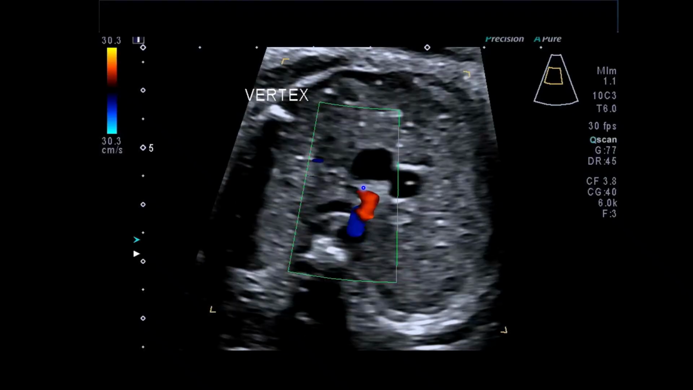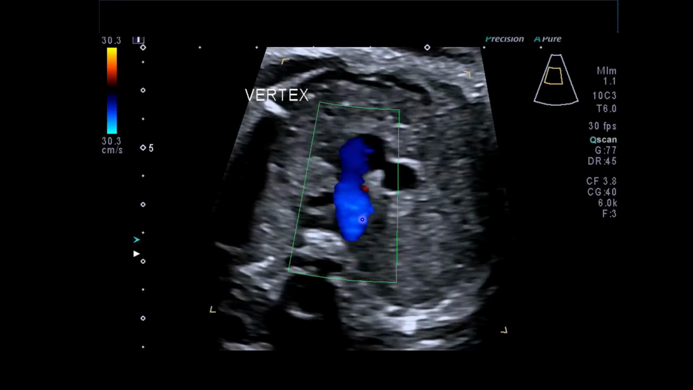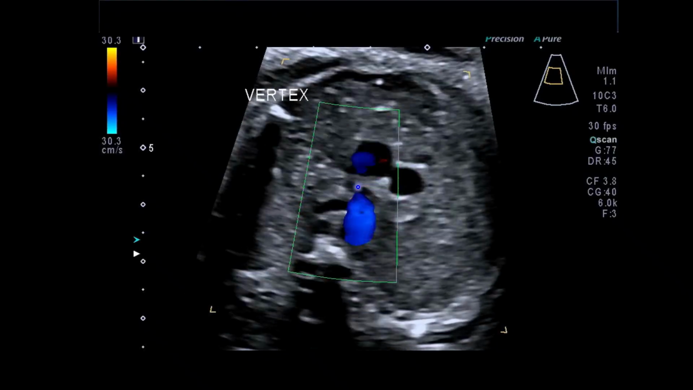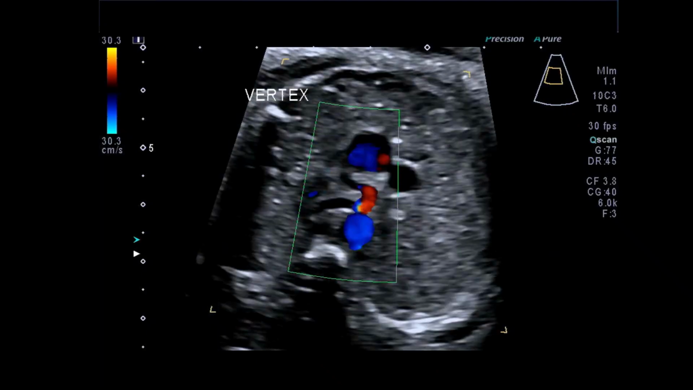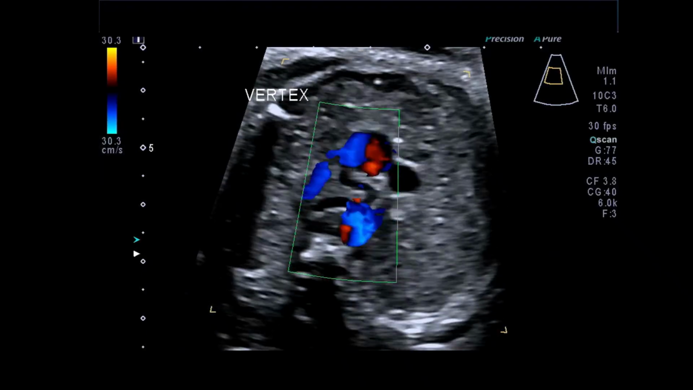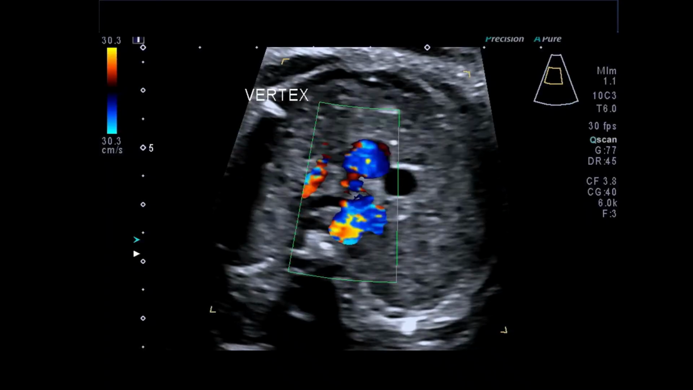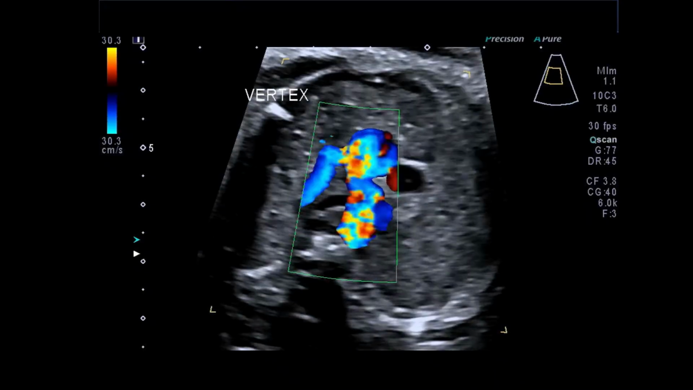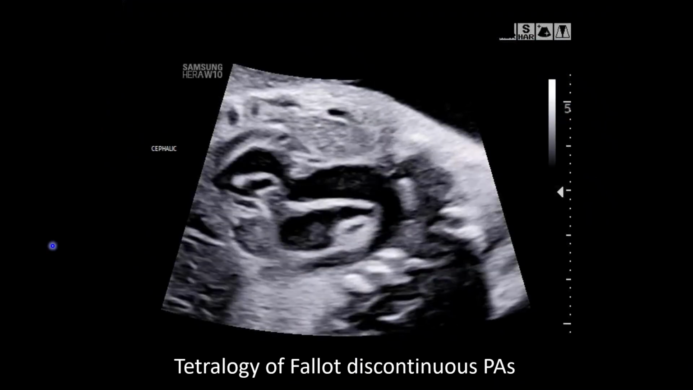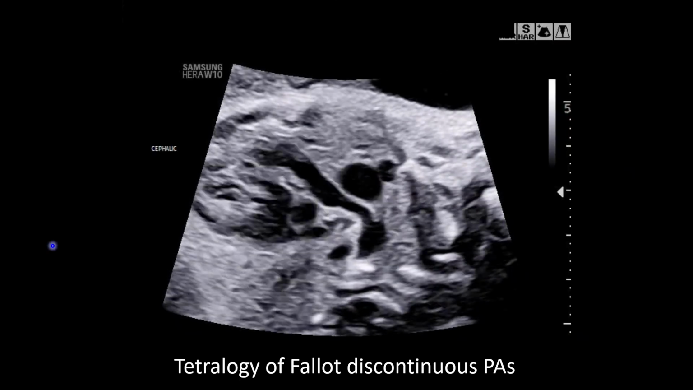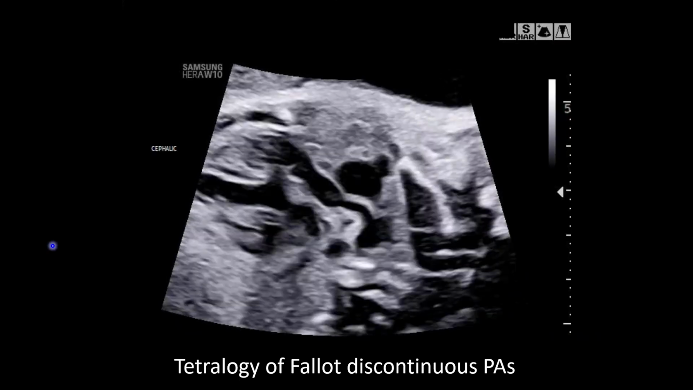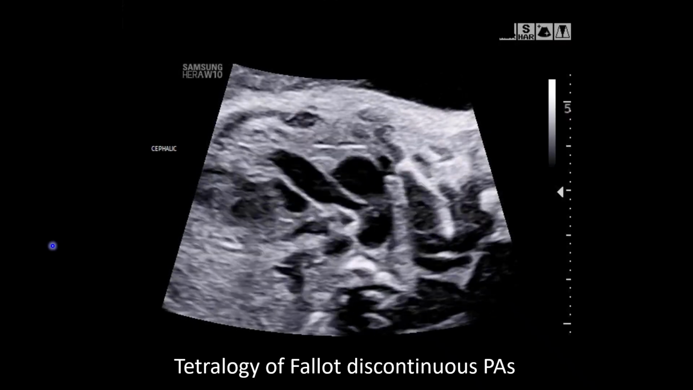And this type of right arch, right ductus is not a vascular ring, but there is reversal of flow in that ductus arteriosus, which makes this likely postnatal ductal dependence of Tetralogy of Fallot. Very important to mention that Tetralogy of Fallot can come with other abnormalities, one of which is discontinuous pulmonary arteries.